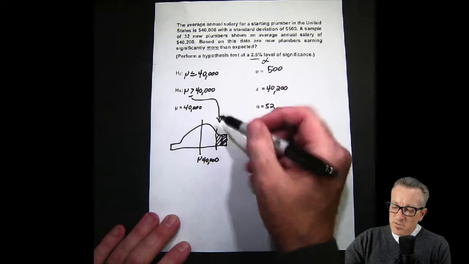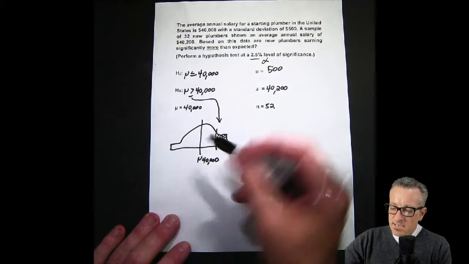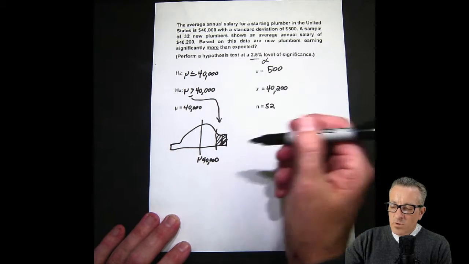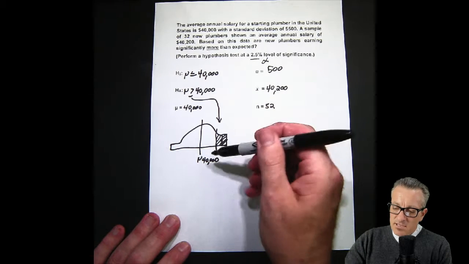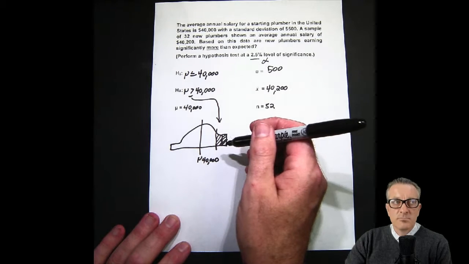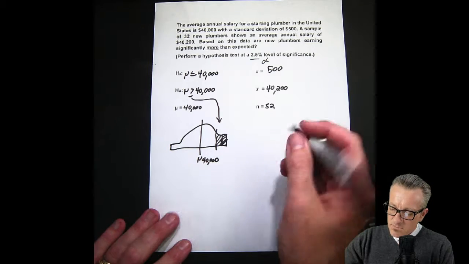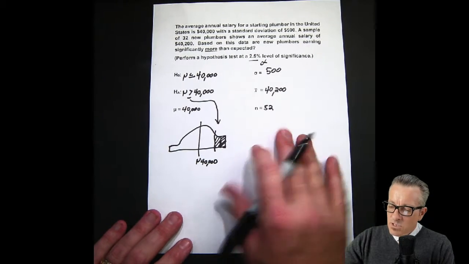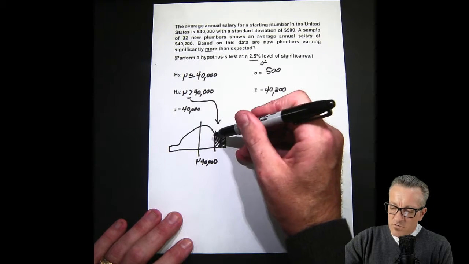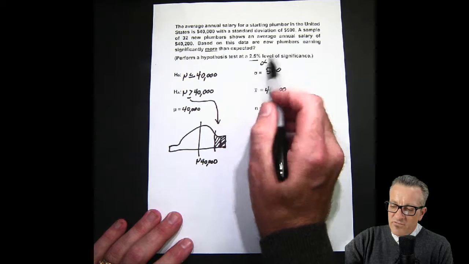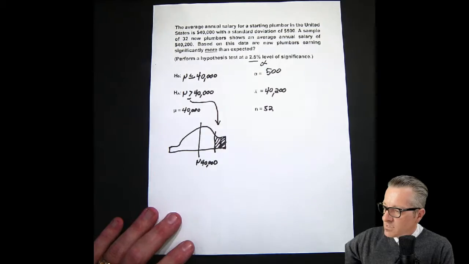Okay, so we know this is our rejection zone. So if our test statistic gets inside this area, then we are going to reject the null hypothesis. If it does not get inside this area, then we are going to not reject the null hypothesis. Okay, so let's go on and do some calculating here. So the first thing that I'd like to do is find the test critical value for our 2.5% level of significance. So to do that, we're going to get out our Z table.